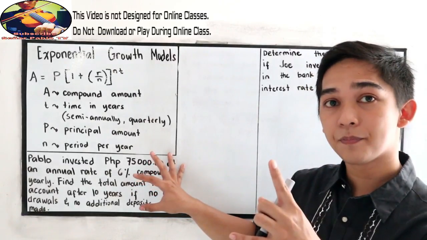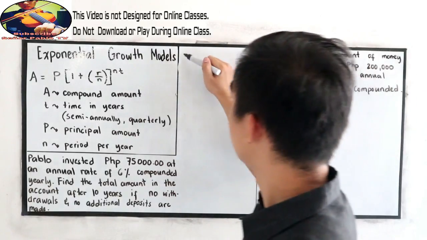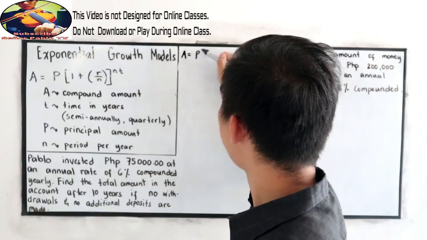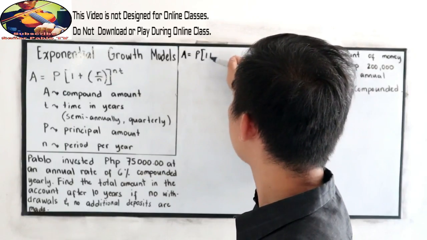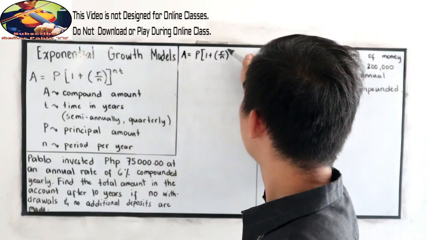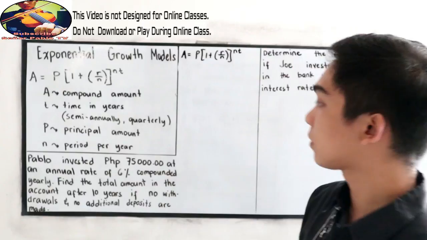First step, rewrite our formula. So A is equal to P times 1 plus quantity R over N raised to N times the time.